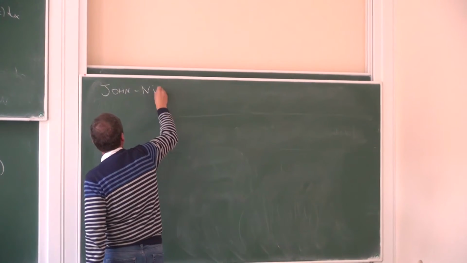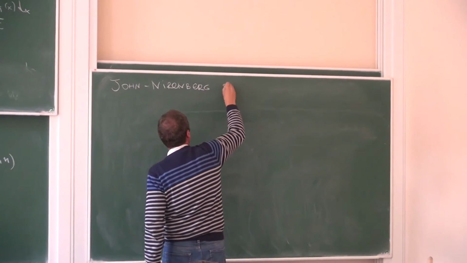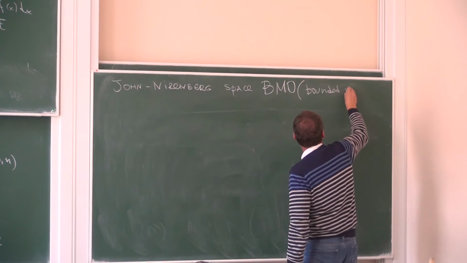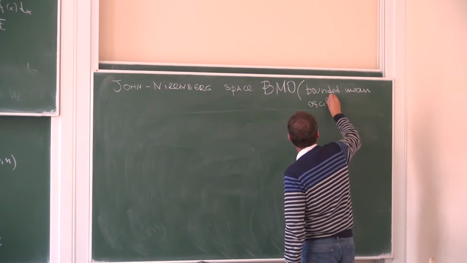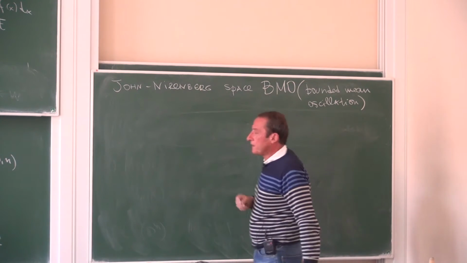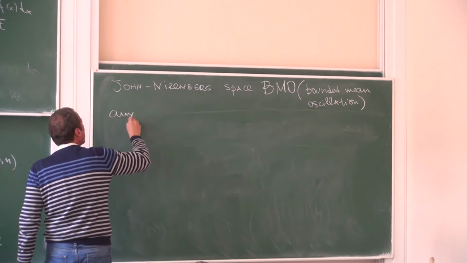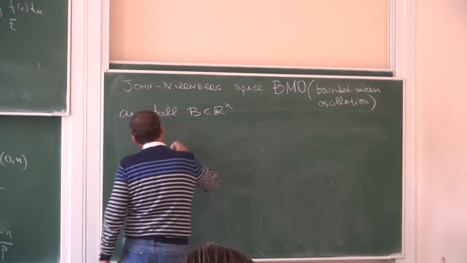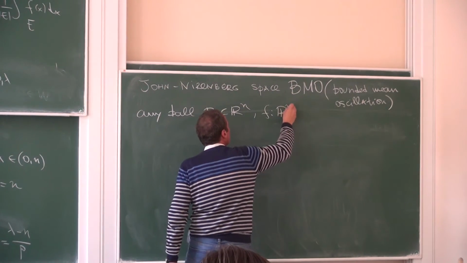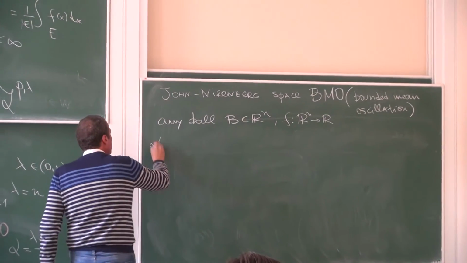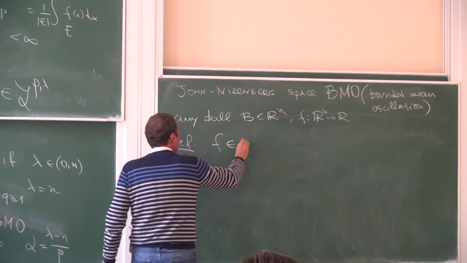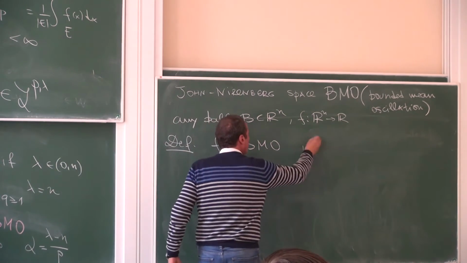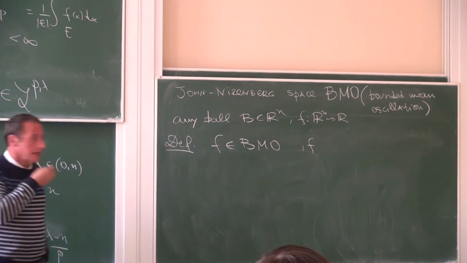the John-Nirenberg space, BMO, of the functions with bounded mean oscillation. So now I will consider any ball B and the function f as before defined in all the space. So the definition says that the function f belongs to the space BMO, the space of the functions with bounded mean oscillations, if a quantity is bounded. What is the quantity?